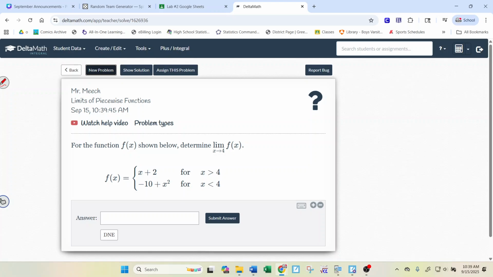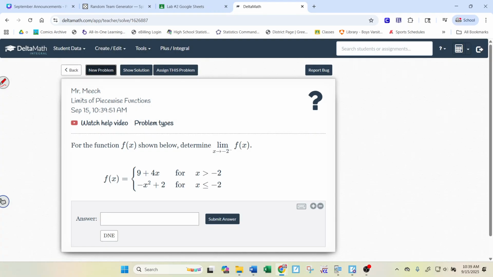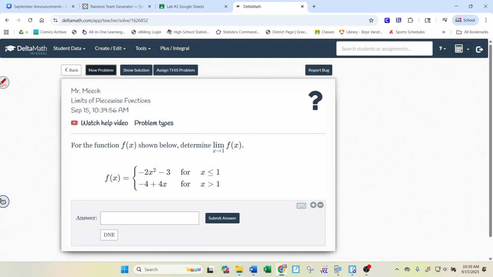Are all of these 4? Every single one is like 4. All right. So what about that one? Limit of f of x as x approaches 1. I'll just let you think about that and all the stuff that we talked about.